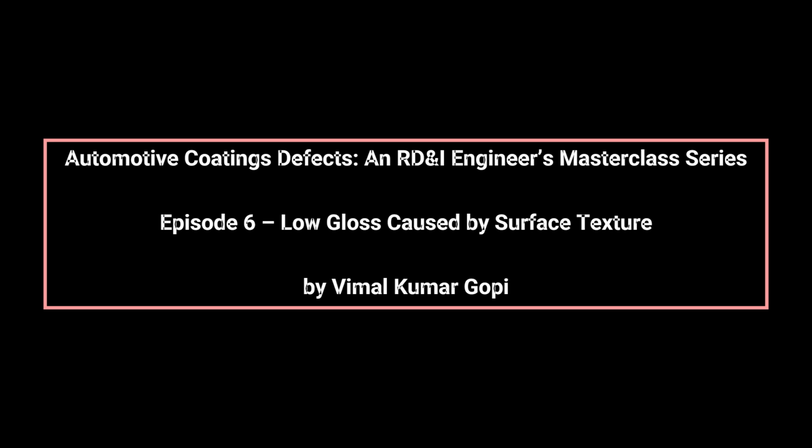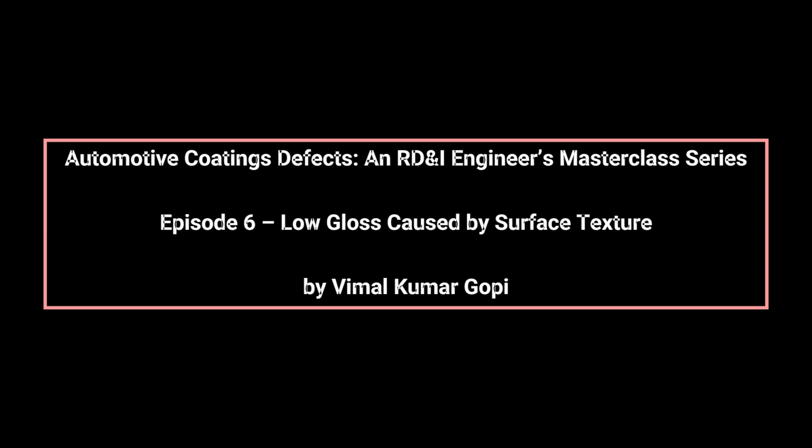Gloss measurement is fundamentally a measure of specular reflection. When light strikes a perfectly smooth surface, most of it reflects at a predictable angle, producing high gloss values. When the surface contains micro or macro scale texture, the reflected light is scattered in multiple directions, reducing the amount of light reaching the detector at the specified measurement angle. This scattering, not a lack of resin quality or cross-link density, is the dominant reason for gloss loss in most OEM production environments.